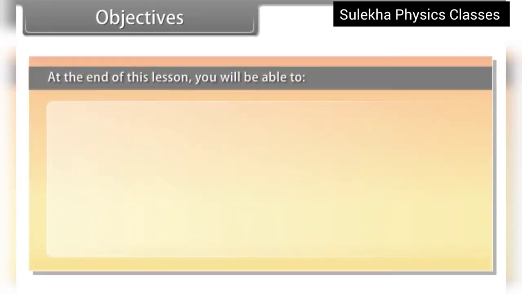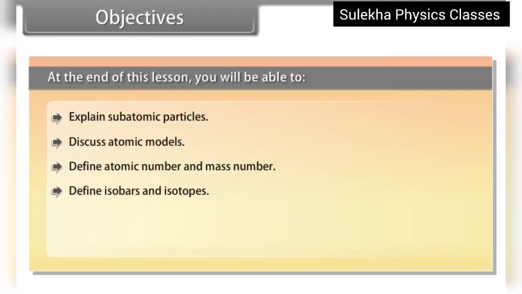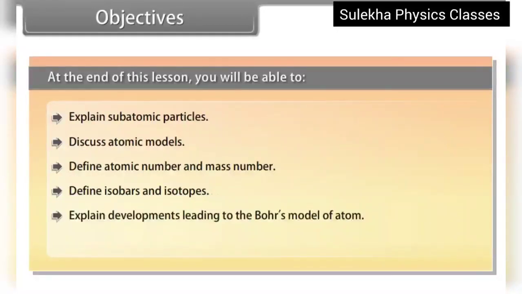Objectives. At the end of this lesson, you will be able to explain subatomic particles, discuss atomic models, define atomic number and mass number, define isobars and isotopes, explain developments leading to the Bohr's model of atom, explain Bohr model of hydrogen.